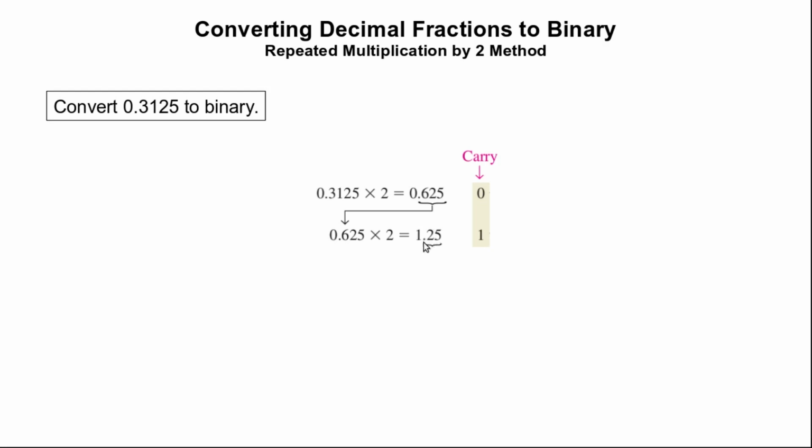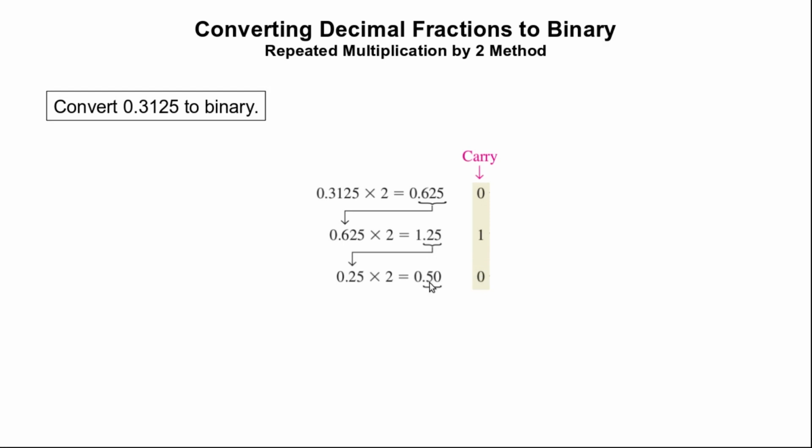And we will take the fractional part, which is 0.25, and again multiply by 2. If you notice, we are not taking the complete number, we are taking only the fractional part. So I am not taking 1.25 into 2, instead I am taking 0.25 into 2. And when we do 0.25 into 2, it would result in 0.50. And now, what is the number in front of the decimal point? It is 0, which means our carry will be 0.